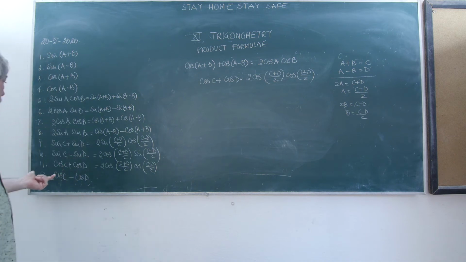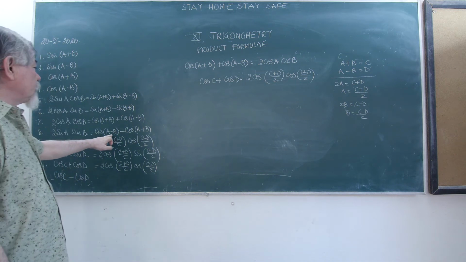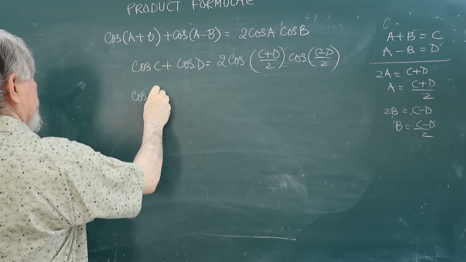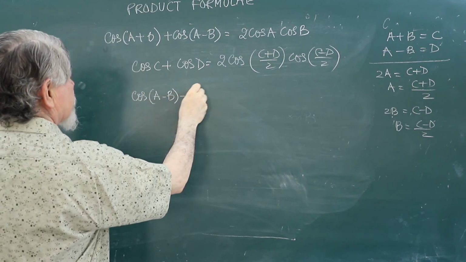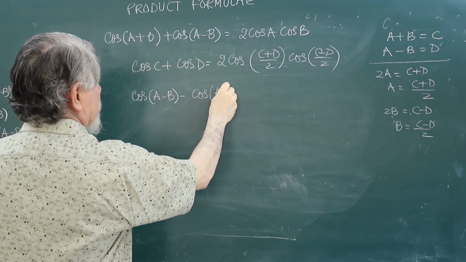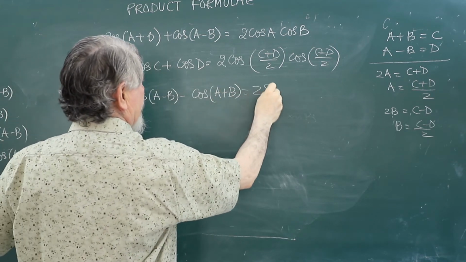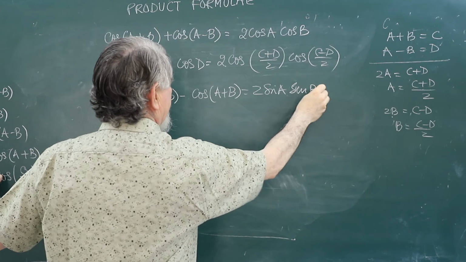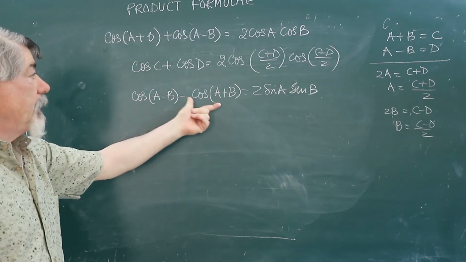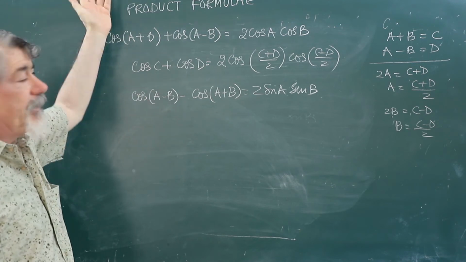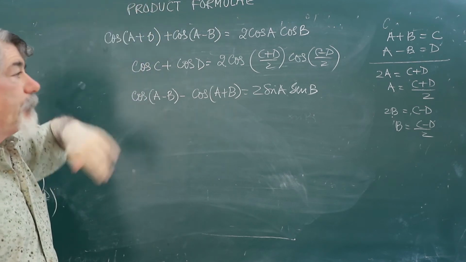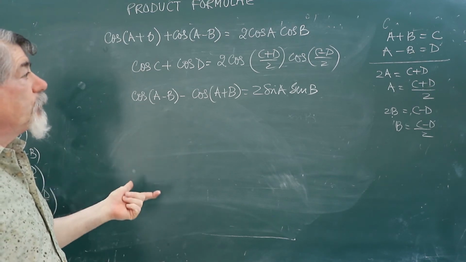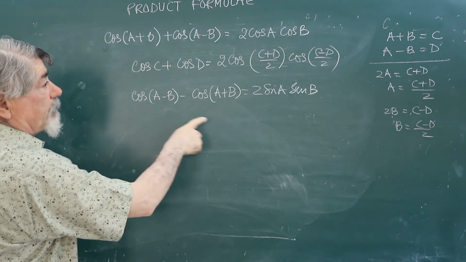Now let us see the last one. The last one was cos A minus B minus cos A plus B, which was equal to 2 sin A sin B. This is the only formula in which cos A minus B comes first and minus cos A plus B. Otherwise, in the first three formulas, you will notice A plus B has come first. Now I am going to do the same thing. Cos A minus B, we had put what?